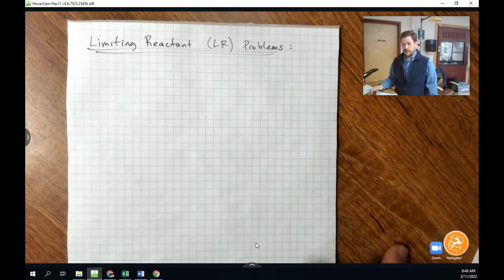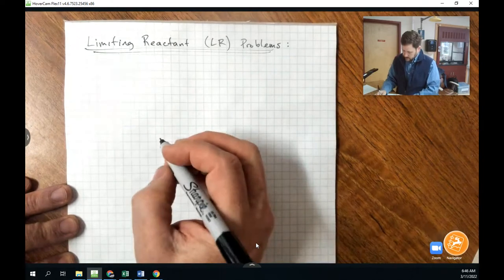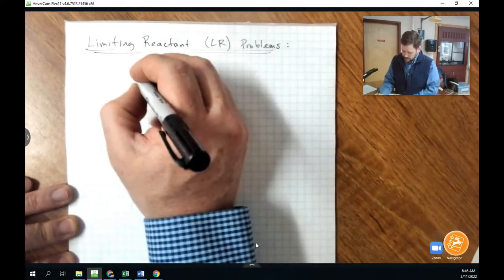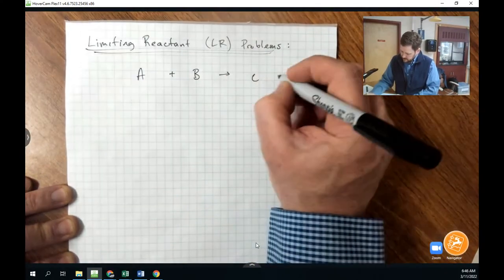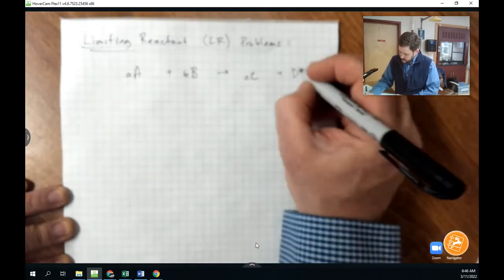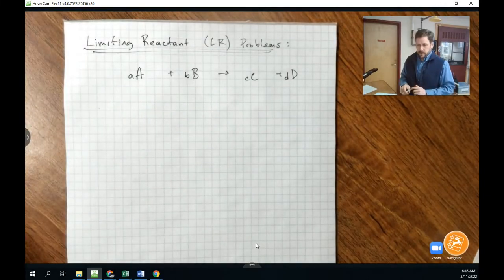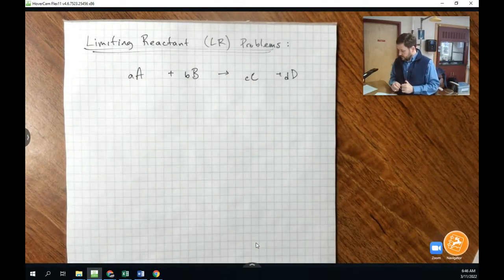And our job is to figure out which of those two is the limiting reactant and which is in excess. And we'll limit our discussion to reactions where there's only two reactants. And we'll write a generic equation of A plus B yields C plus D. And we'll use lowercase letters to represent coefficients. That's just sort of a general reaction, and we'll refer to A and B as the reactants and C and D as the products.